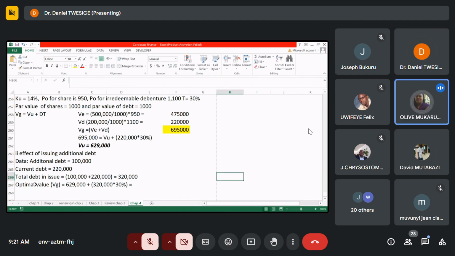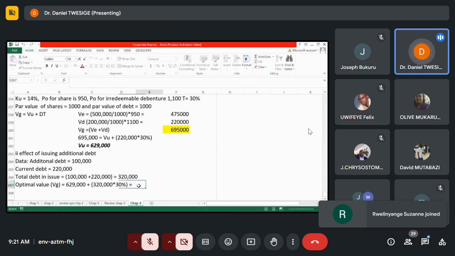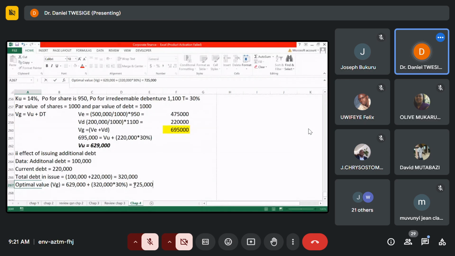725. So that's going to be the value after issuing additional debt. Now, what is the current value of equity after issuing this additional debt?